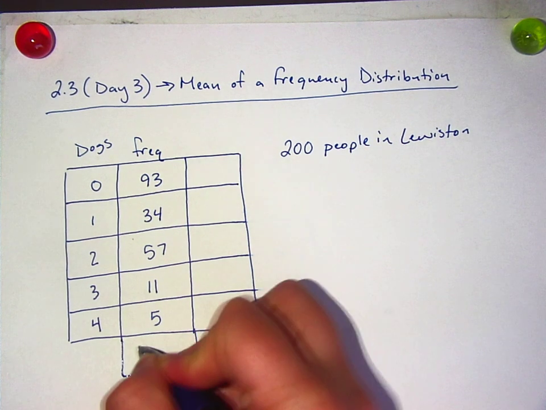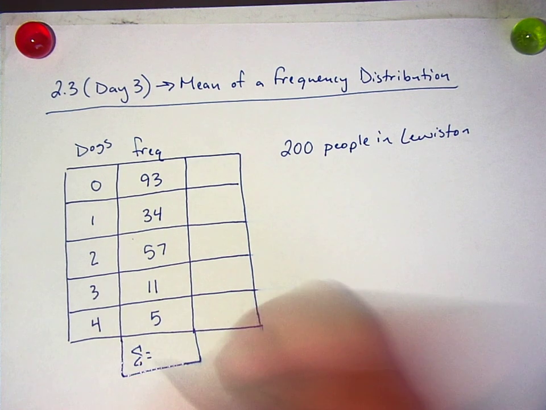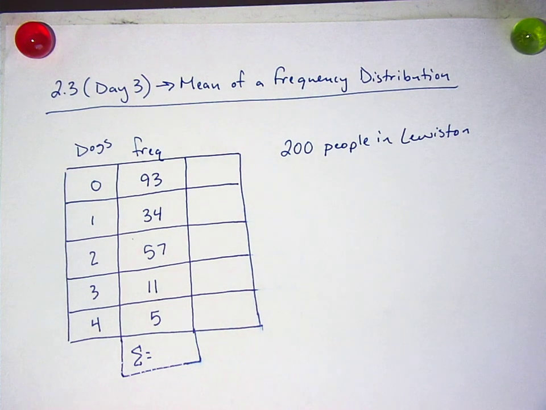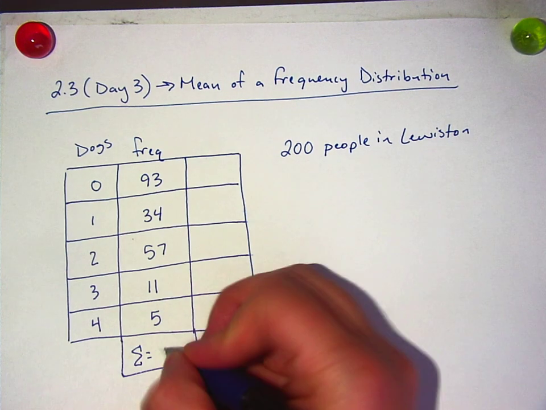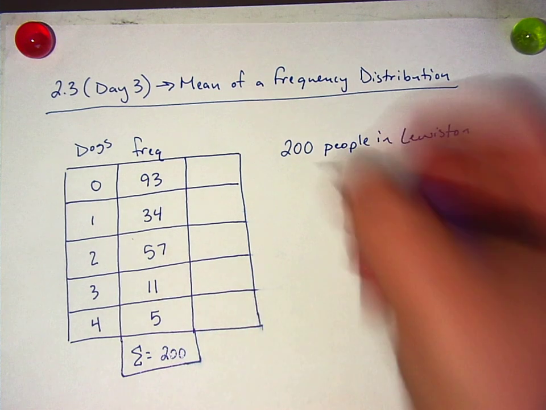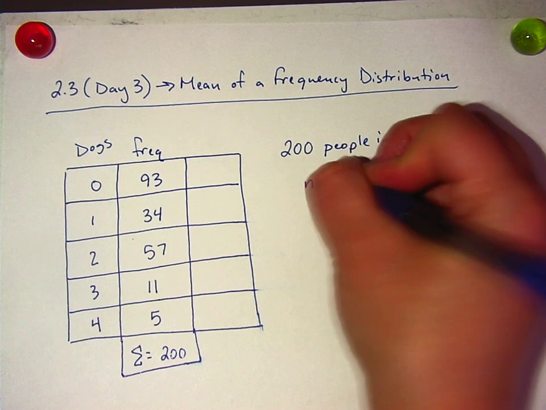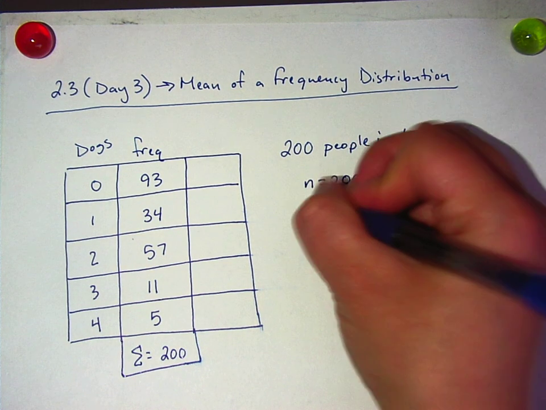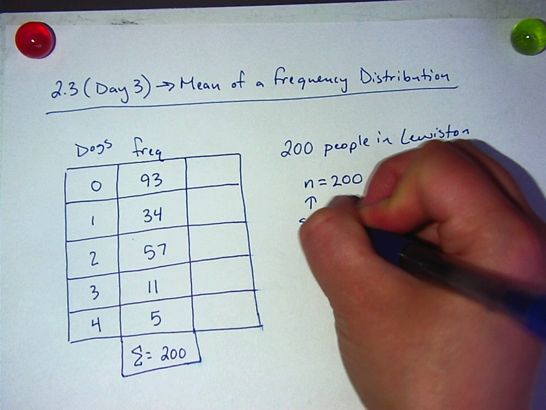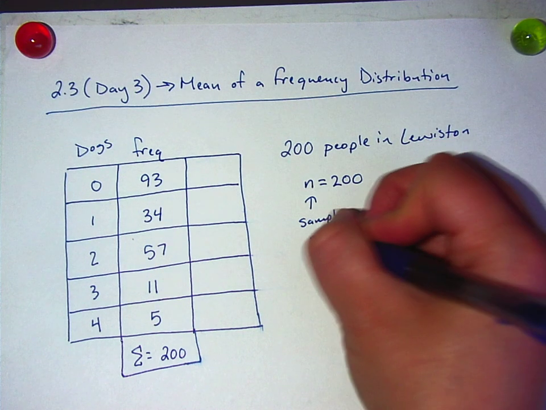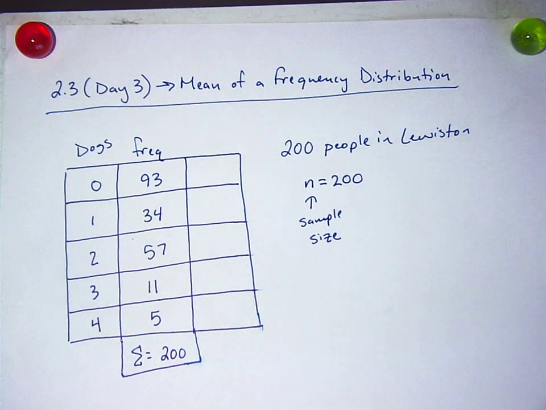Okay, I'm going to quick do a summation here. Let's just check Noah's math. 93 and 34, and 57 and 11 and 5, sure enough, 200, nice job. So on this one, I want to write down that my sample size is 200. Remember, N means sample size. Remember, my sample size are the people I'm asking.